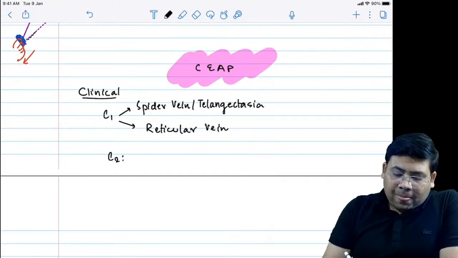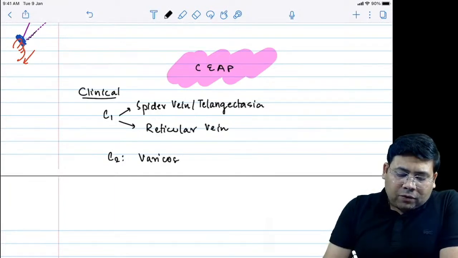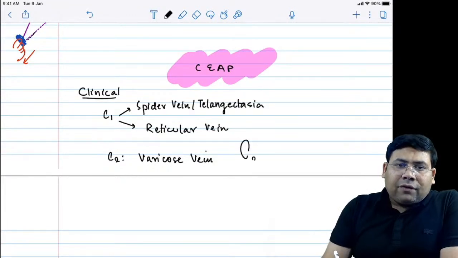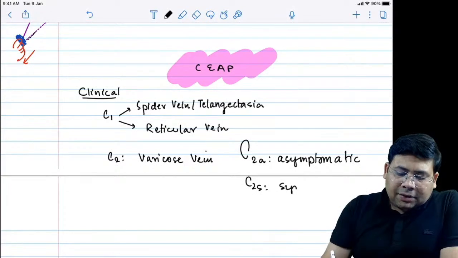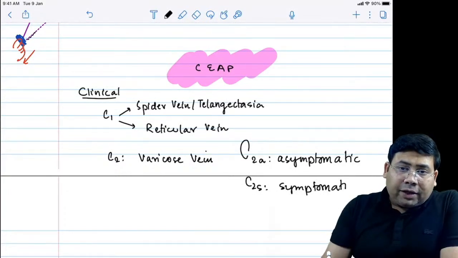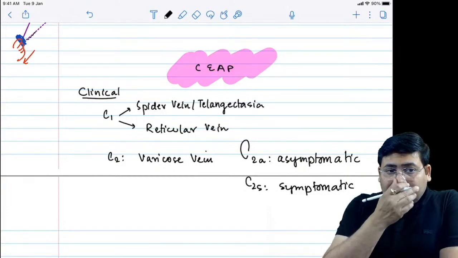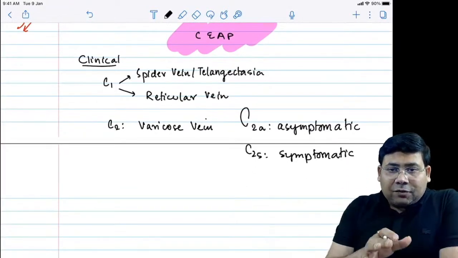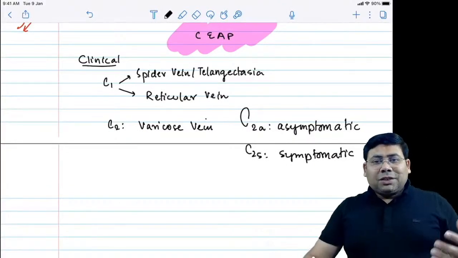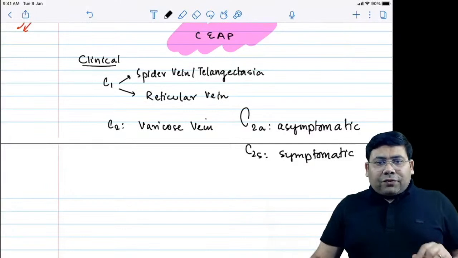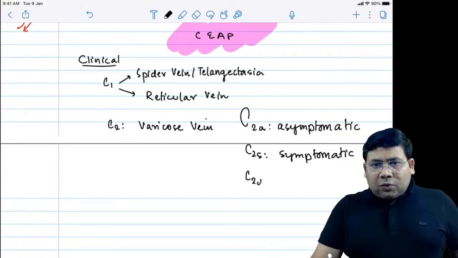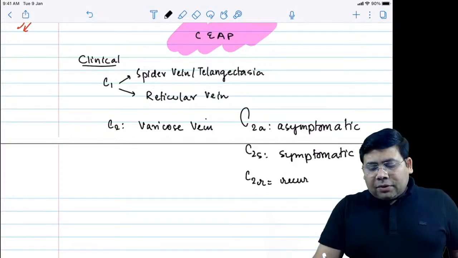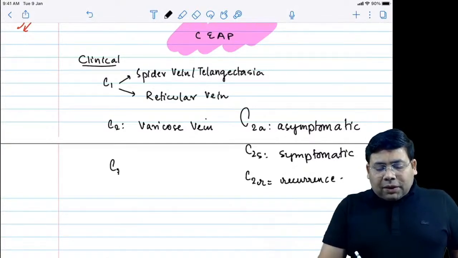Then we have C2. What is C2, students? It is varicose veins. Always remember, if the varicose veins are asymptomatic, it is C2A. If they are symptomatic, it is C2S. NEET PG 2021, they gave an image where there was a dilated vein, nothing else was given, and the options were C2A, C2B, C2C, C2D. So this is C2A, we have C2S, and then C2R. What do you mean by R? Recurrence. Then what is C3? It is edema.